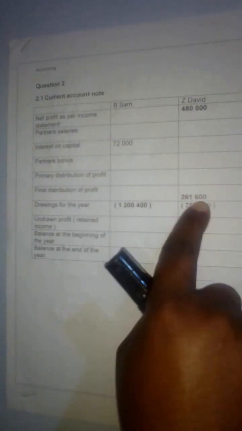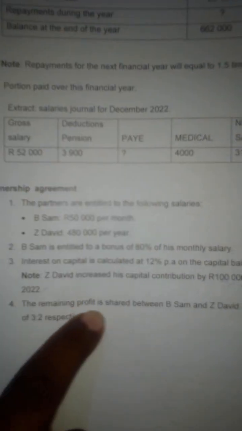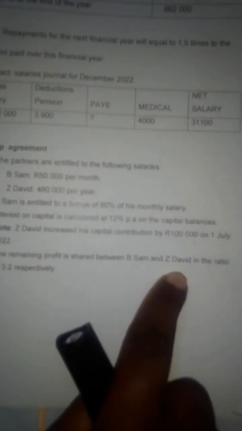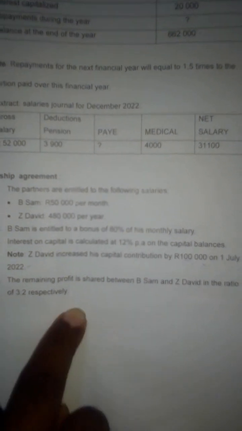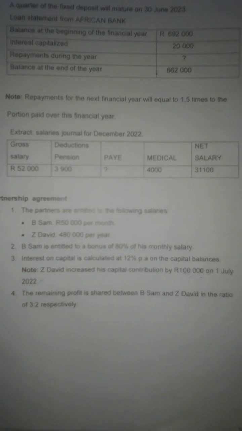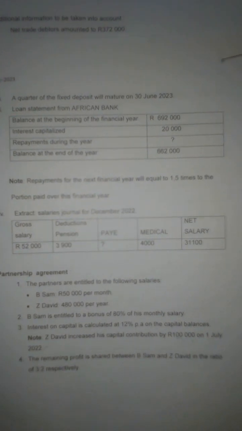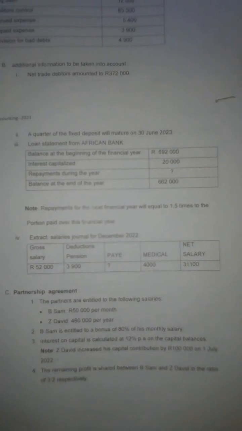But anyway, I think we are not going to be doing that because we are already given some of the amounts. We have already been given the final distribution for David, and then the profit sharing ratio. From the information that is given, the remaining profits is shared between B Sam and Z David in the ratio 3:2 respectively. Okay, I hope you are ready. And now we start our calculations. So the first calculation that we are going to do is the calculation for the partners' salaries.